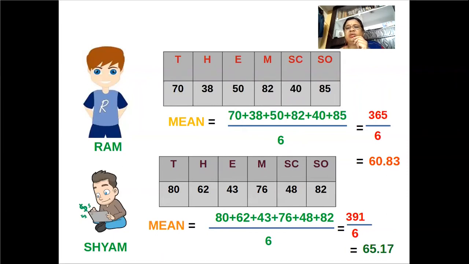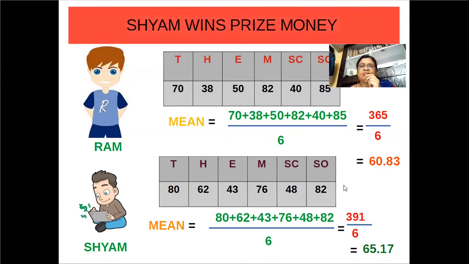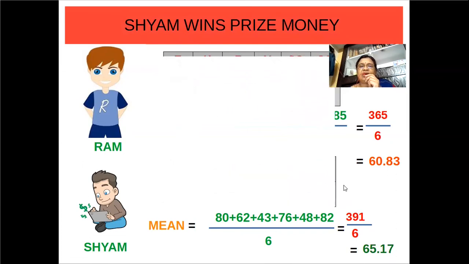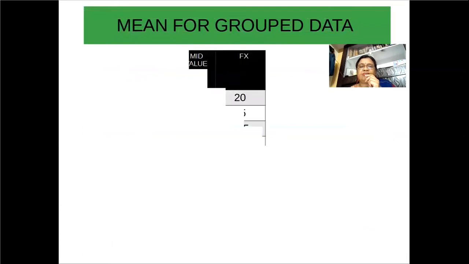So clearly you can see this. Yes. So who will win the prize money now? Who will win? Yes, Sham wins the prize money. So this is how we calculate the mean for ungrouped data. Now let us find out the mean for grouped data.